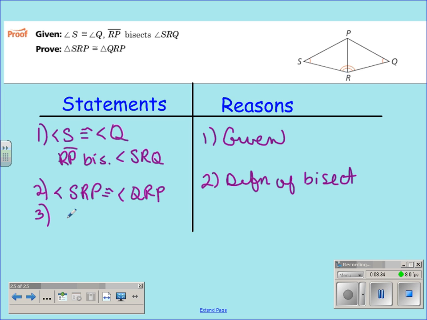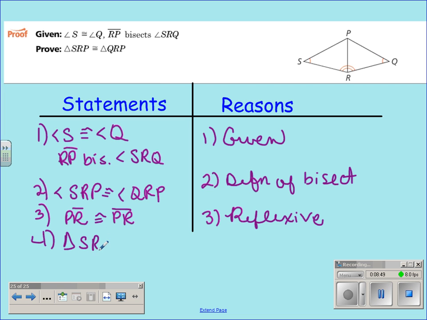And then I've got that marked. Hopefully you can see the reflexive in here. So PR is congruent to PR. And that is reflexive again. And then finally, we have the triangles congruent. So triangle SRP is congruent to triangle QRP. And again, the reason for that one, if you look at it, angle, angle, side.